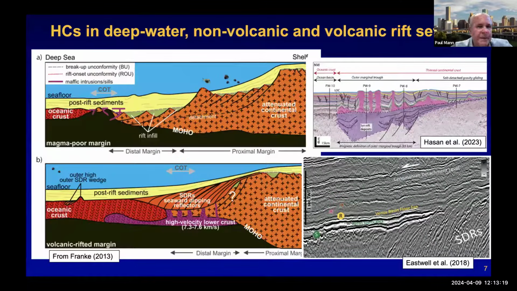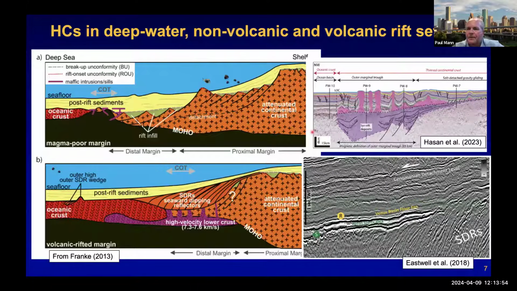So this is the sort of schematics from Franca 2013, just showing a non-volcanic margin up here and a volcanic margin. So obviously the volcanic margin has this area of what we call SDRs, seaward dipping reflectors. These are large flows that have propagated out during the rifting process and sort of infilled an area which in the non-volcanic margin would be filled by sediment. So these volcanics are filling a lot of the available space that normally in a non-volcanic margin would be filled by sediment.